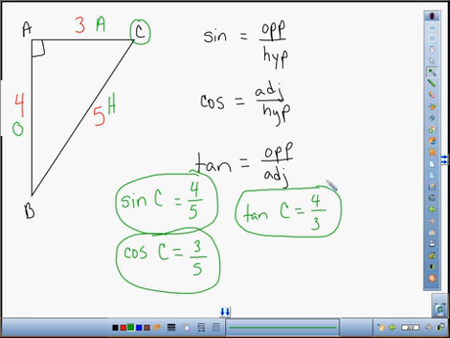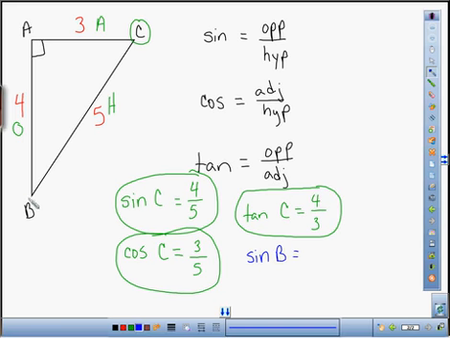Do notice, if you change your perspective, we change our angle, and we want to find the sine of angle B, it's the same triangle, but we're going to get a different answer. Because for angle B, this is the opposite, and this is the adjacent. So for angle B, my opposite over hypotenuse is actually going to be 3/5. Okay? So it is very important that you realize which one is the opposite and which one is the adjacent for that particular angle. It changes depending on which angle you are dealing with.